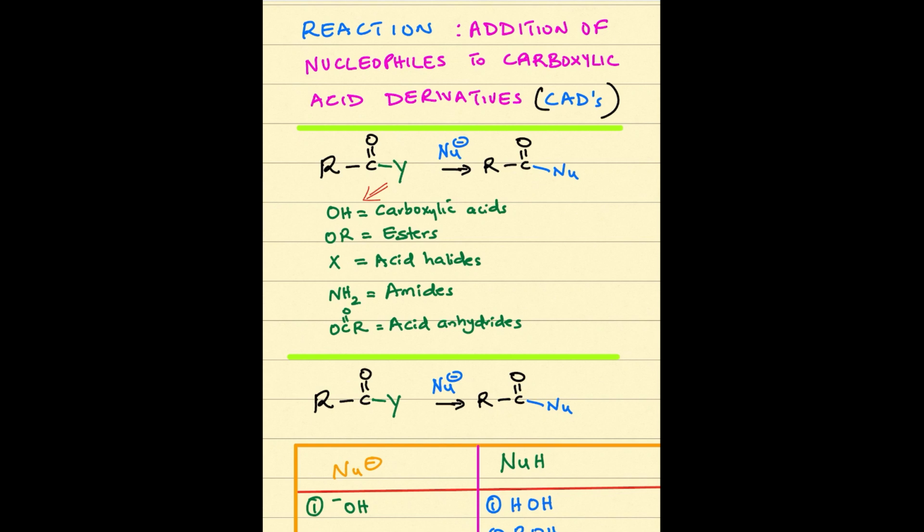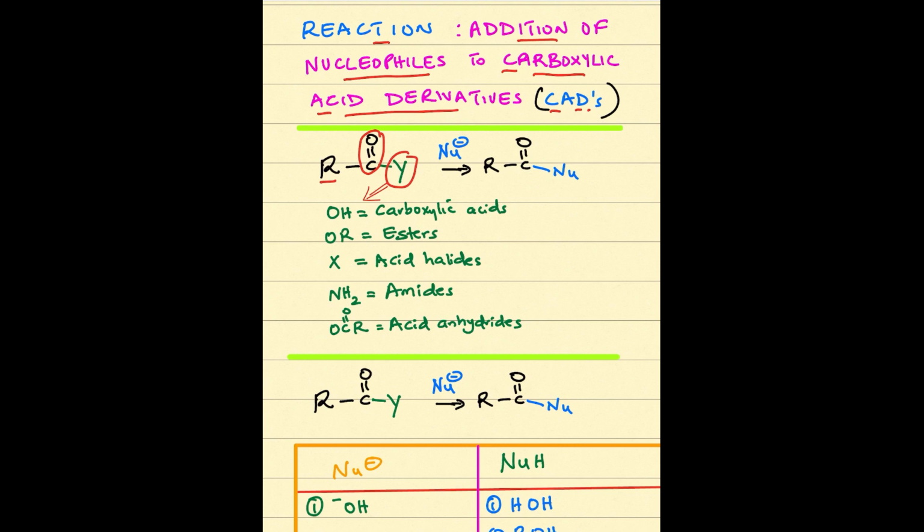Hello and welcome. Today we're looking at an overview of the reaction where we're looking at addition of nucleophiles to carboxylic acid derivatives. So carboxylic acid derivatives, CADs. Now if you look at this structure here, you have an alkyl group, a carbonyl group, and what I'm calling Y. Depending on what that Y is, it will determine which kind of carboxylic acid derivative.